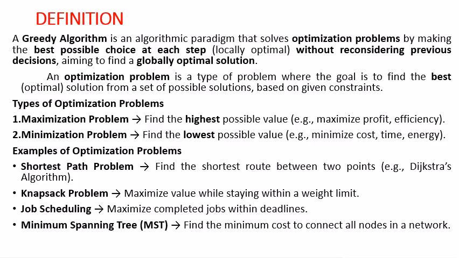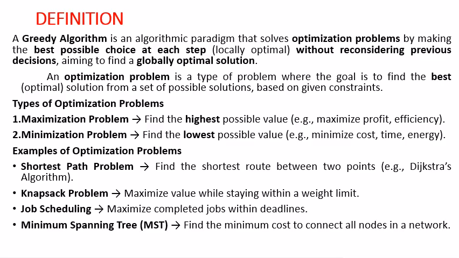optimization problems. What is an optimization problem? It is a problem where our goal is to find the optimal solution from a set of possible solutions such that it satisfies certain constraints. So what are the various types of optimization problems? Some examples are maximization problem.